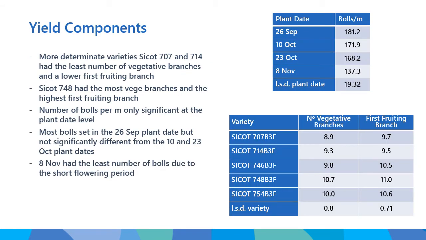So having a quick look at the yield components, Sicot 707 and 714 had the least number of veggie branches and the lowest first fruiting branch, and this is because of their determinate nature. 748 being the opposite, obviously had the opposite effect and had the most veggie branches and the highest first fruiting branch of all varieties.